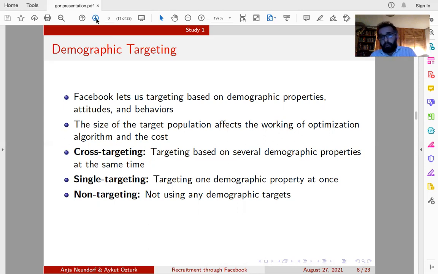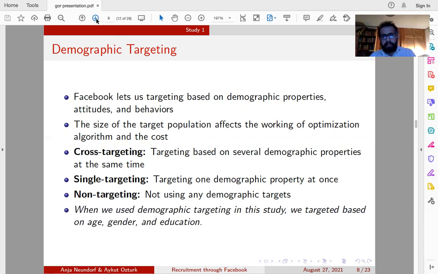And finally, cross-targeting, targeting based on several demographic properties. One advertisement for male, college graduate, young people, while another for female, non-college, and so on. Of course, the more detailed our group targets are, the narrower the audience will be for that particular advertisement, and the more limited it will be for Facebook's optimization algorithm.